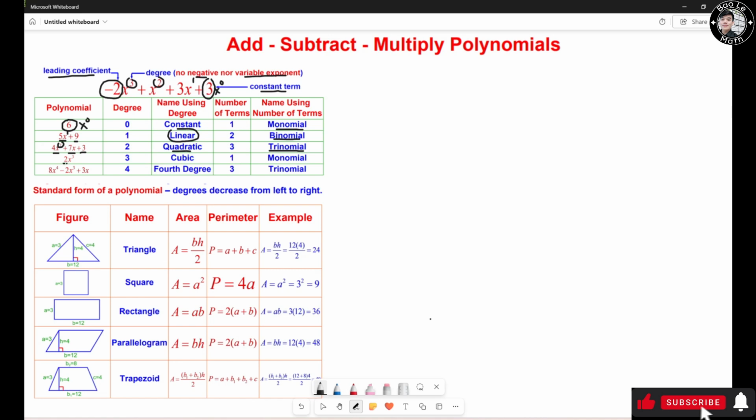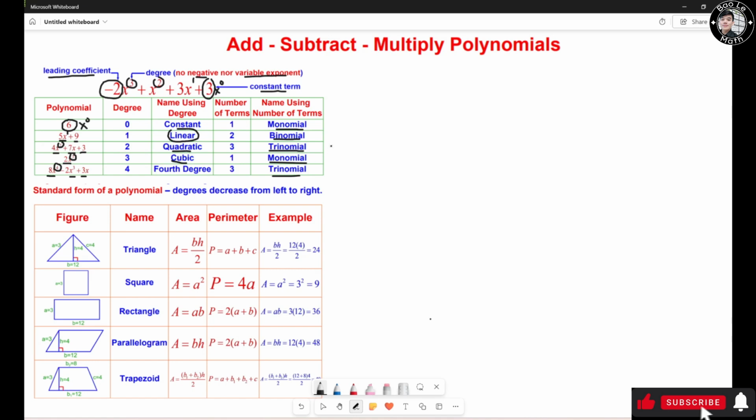Next one, we only have one term, right? So this is called a monomial. And the highest degree right here is 3, so this is called cubic. And the last one, we have 1, 2, 3 terms, right? So this is called a trinomial. And the highest degree right here is 4. We call this a 4th degree polynomial, alright?